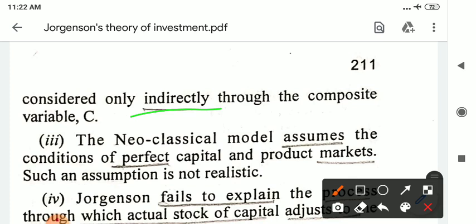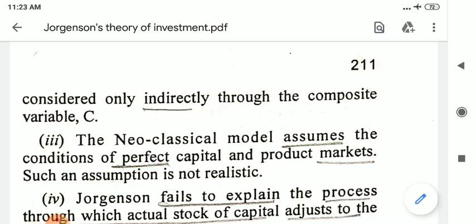Then another criticism is that neoclassical theory is assuming perfect competition. It is being assumed in the product market and capital market, but we know that perfect competition is very unrealistic, or it is a very imaginary type of market.